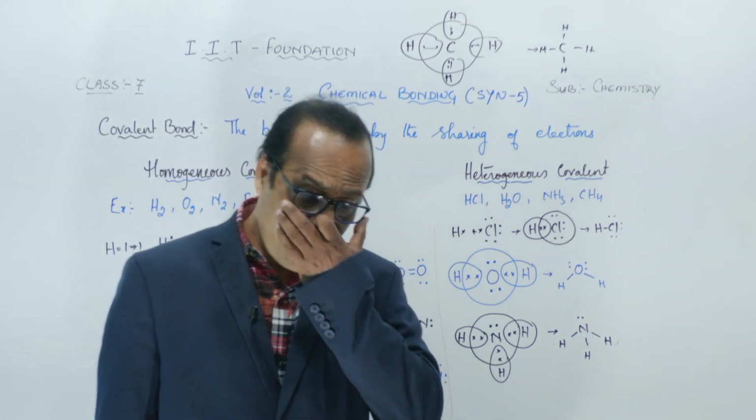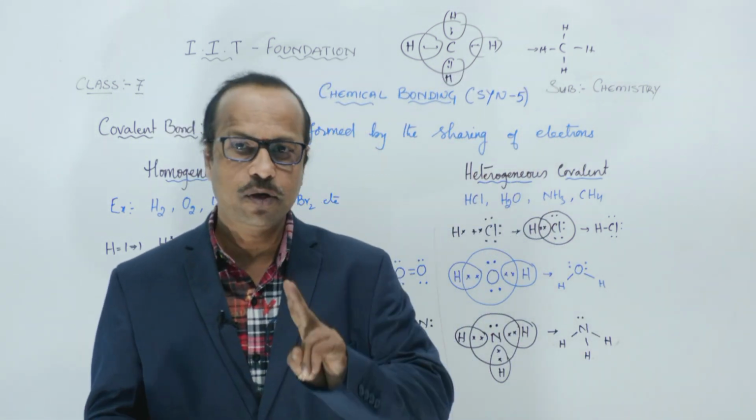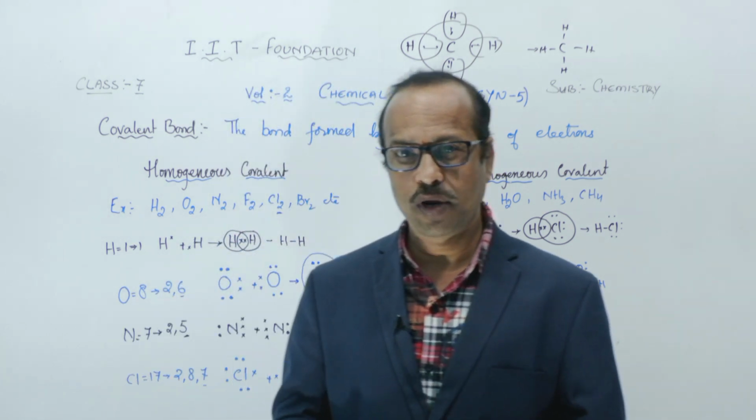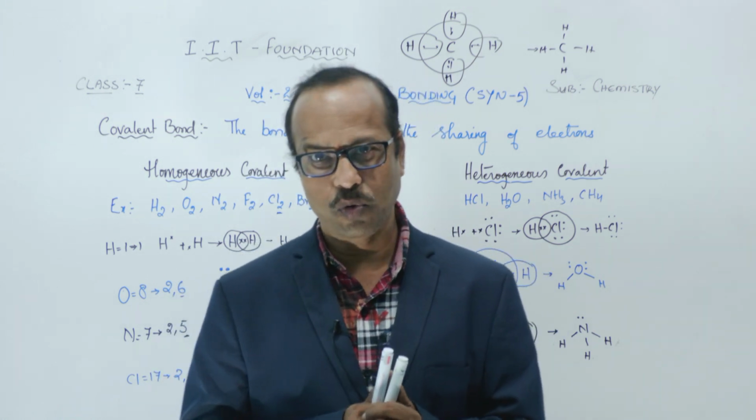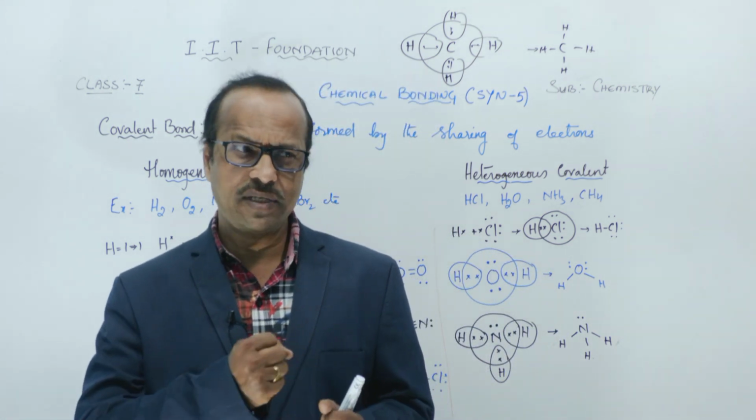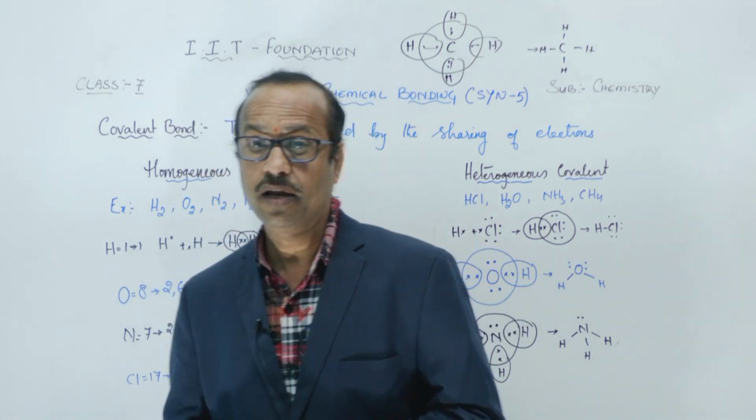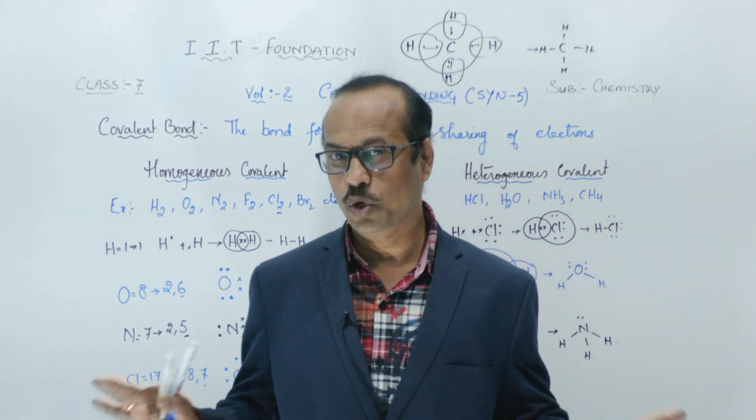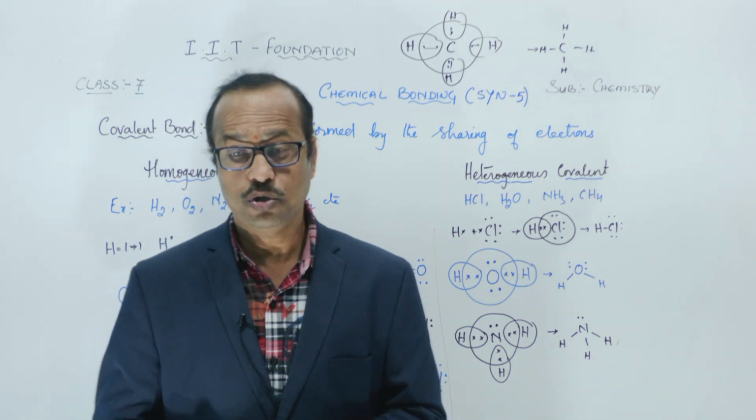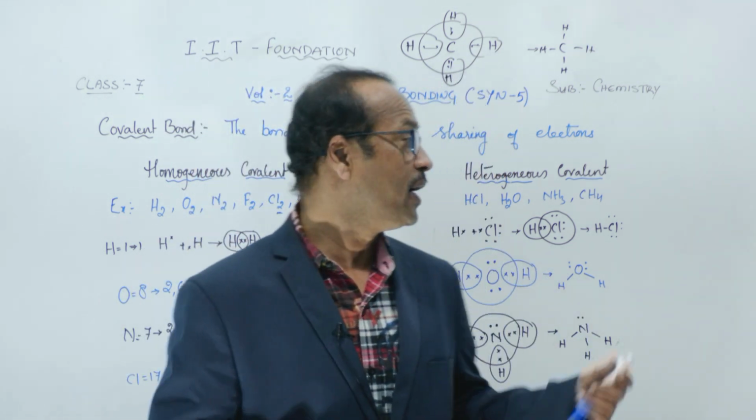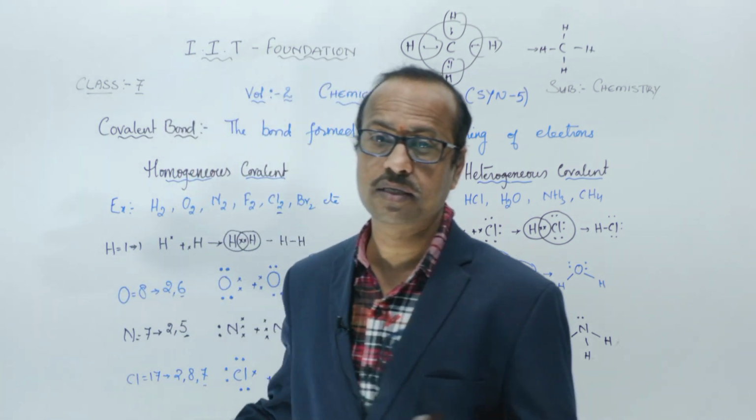Right? Now see students here, covalent bond is also classified into 2 types: polar covalent bond and non-polar covalent bond. What is that? Polar means what? Which has little charge. Which has little charge is called polar. And non-polar means what? No charge. Completely neutral. So that's called non-polar. So here homogeneous ones are all non-polar, heterogeneous ones are polar. How can you say these are non-polar and this is polar?